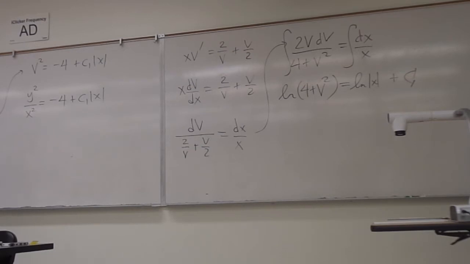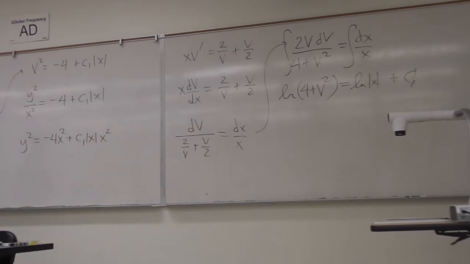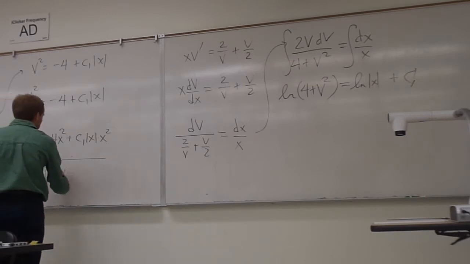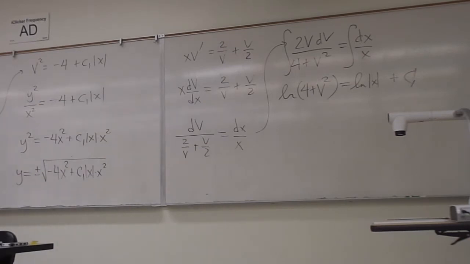And if I now put x squared on the other side, I'll get y squared equals negative 4x squared plus c1 absolute x times x squared. And I have to take the square root of both sides. So the square root is plus or minus the square root of negative 4x squared plus c1 absolute x times x squared. Is that the same thing? Pretty much. The same thing we got here, except I have an absolute value bar that showed up over there. If I just assume that x is positive, then everything's cool. Probably should just as well do that anyway.